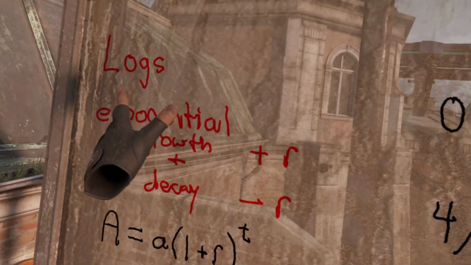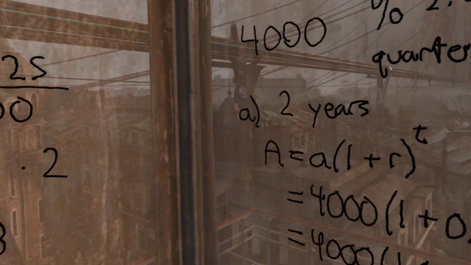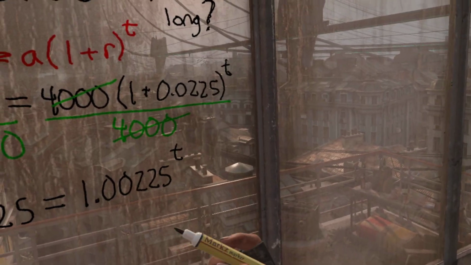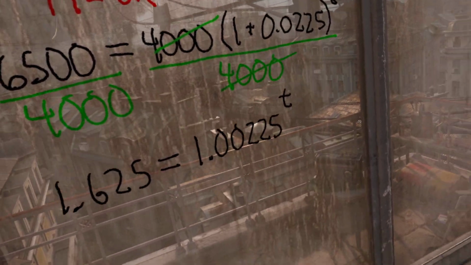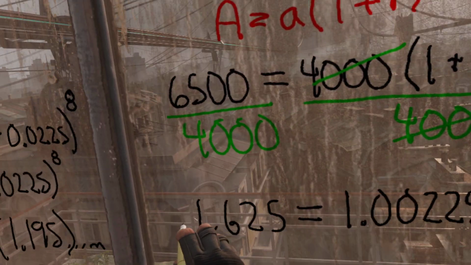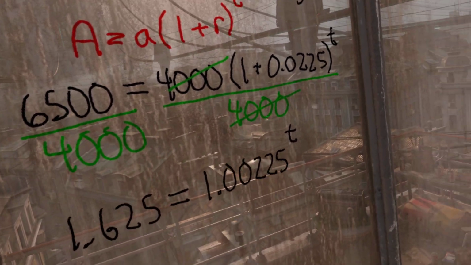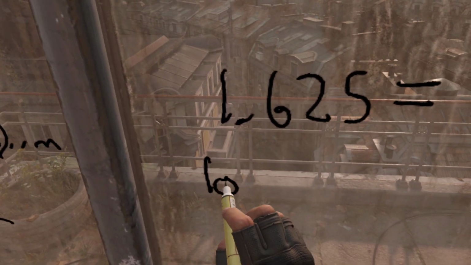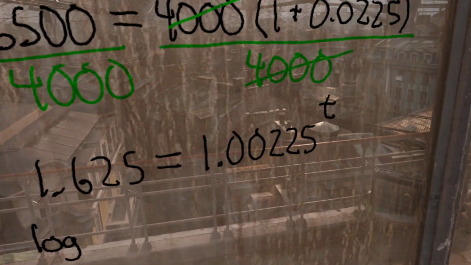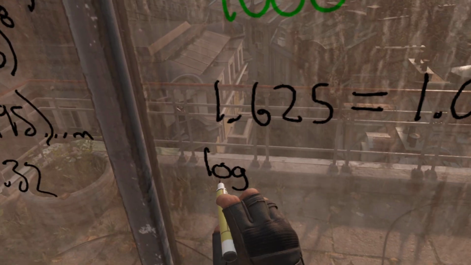The answer is to use logs. Remember, what do logs do? What do logs solve? Logs solve exponents. So we're going to use logs. What we'll do is we'll take the log of both sides. So we're going to do the log base 10. We're going to do base 10 because we want to be able to use our calculator.